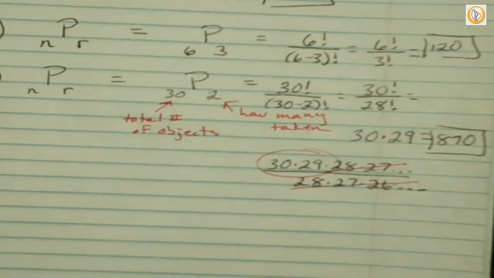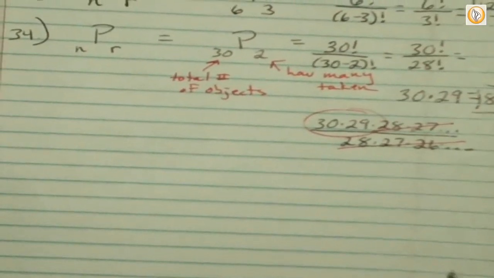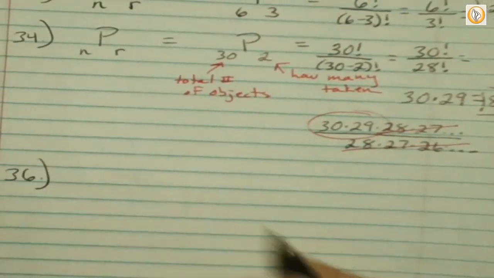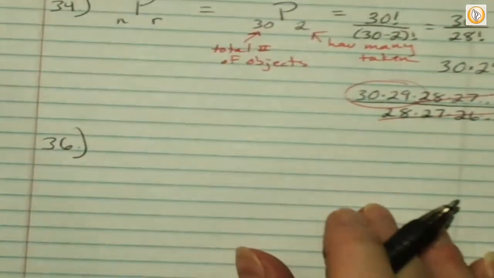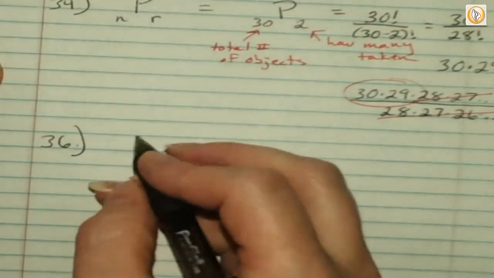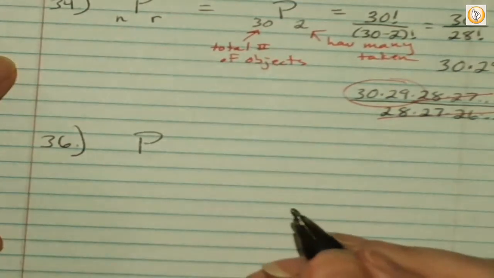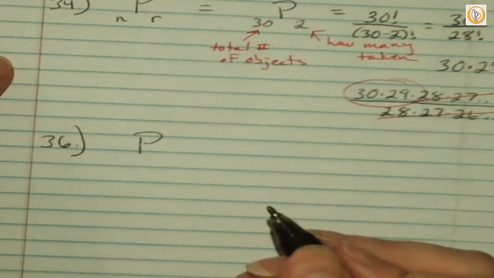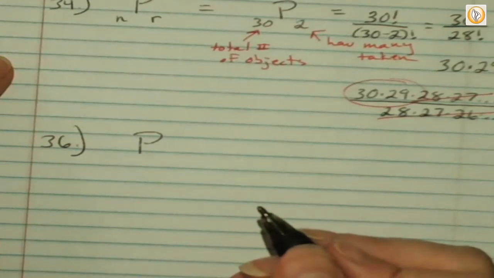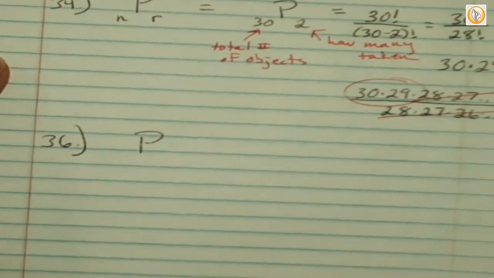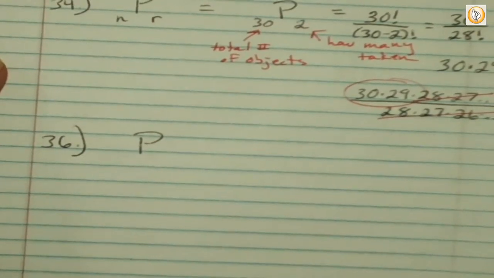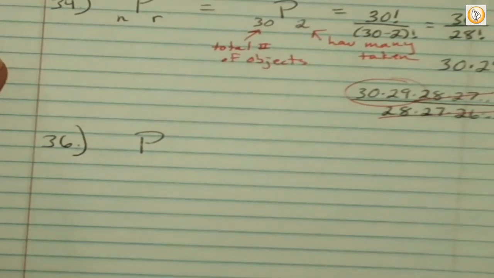Any questions? Y'all have it down? All right, look at 36. Last one. Izzy, read it. A decorator is to arrange three potted plants chosen from a set of 7. So the decorator needs to arrange 3 potted plants from a set of 7.